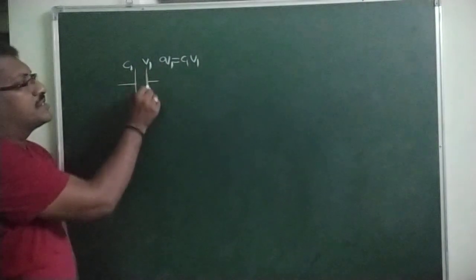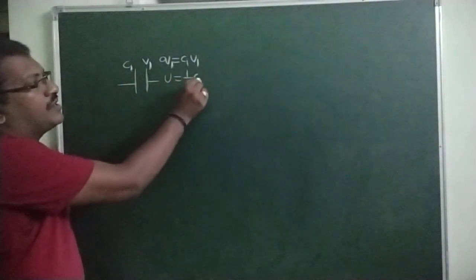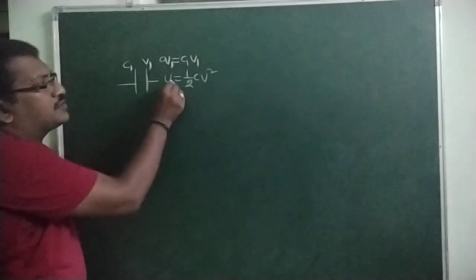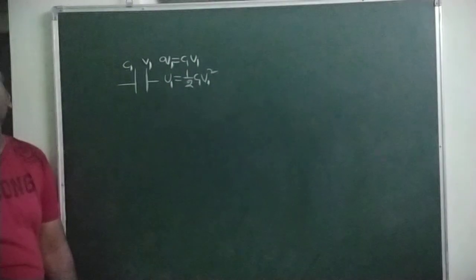What is the energy of this capacitor? You know the formula, the energy of this capacitor I am writing like half CV square. So U1 is equal to half C1 V1 square.